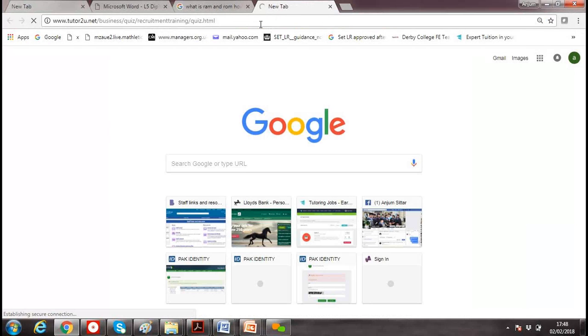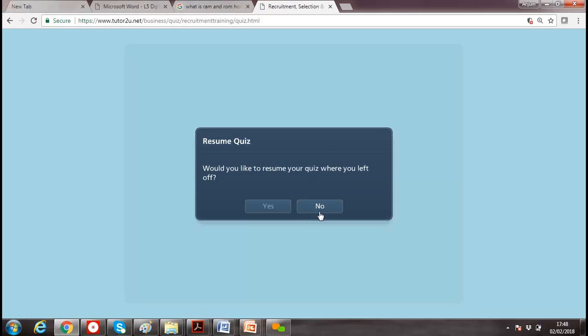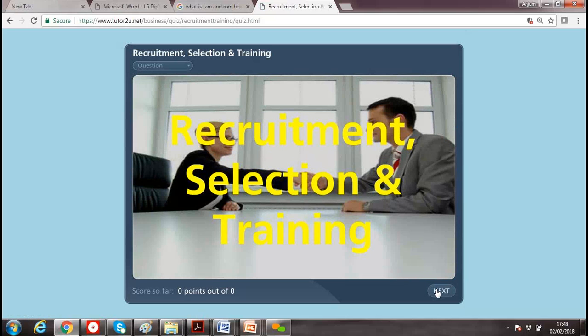So next now we'll do the quiz, a short quiz. It's good for our understanding about recruitment and selection, which is part of learning outcome 1, and then of course our learning outcome 2 is quite simple, which we'll link as well. The quiz is about recruitment, selection and training, because LO2 is all about training and development.